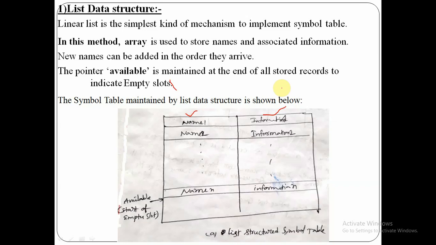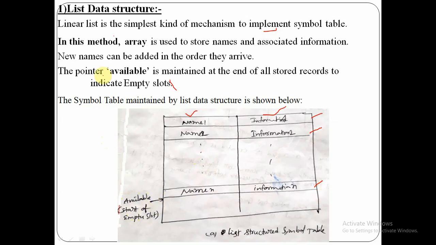Value, the size of the name, and other things. So name 1 and corresponding information is stored, and name 2 and corresponding information is going to be stored. Similarly, name n and corresponding information is going to be stored in the symbol table sequentially. Here, how to find free space? By a pointer called available. The available pointer points to the start of the empty slot in this array.